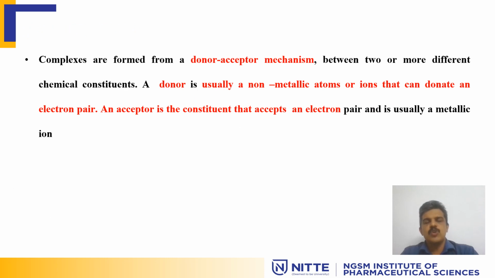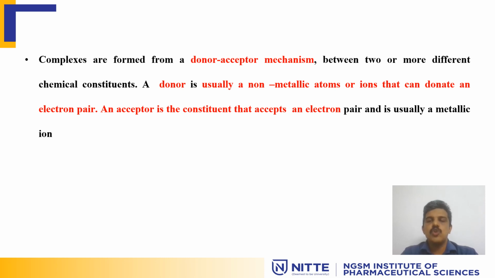Next, complexes can also be formed by a donor-acceptor mechanism. Here one can act as a donor and another can act as an electron acceptor. For example, in the previous example, A reacts together with B, forming complex C. Here A acts as a donor and B acts as an acceptor. So a donor and an acceptor react together to form complex C.